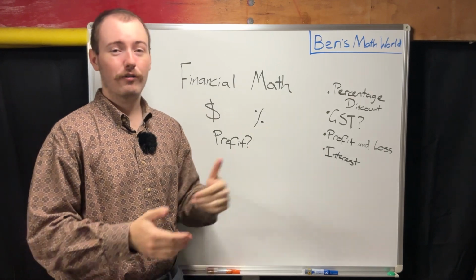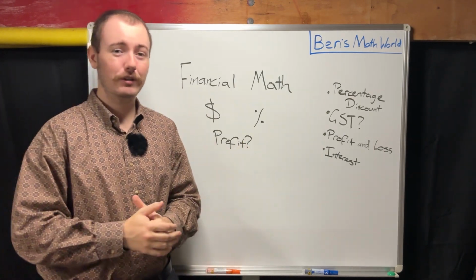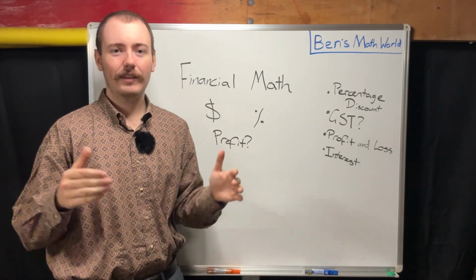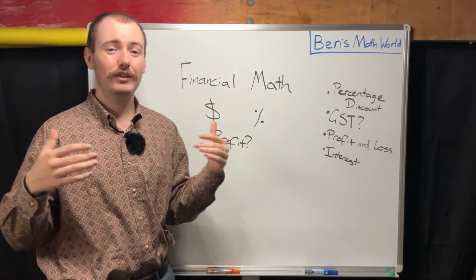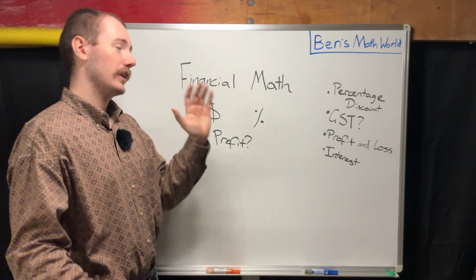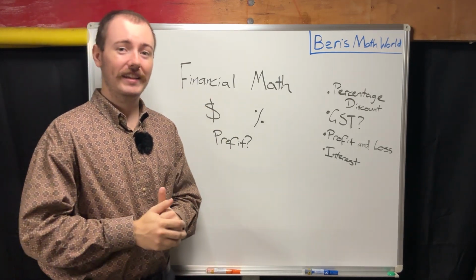Then we're going to be going over profit and loss. That's seeing if you've actually made money or lost money when you do something. And fifth, we're going to be going over interest. And that's when the bank gives you money for having money in the bank, or when you have to pay money for owing the bank money, okay? And lastly, we're going to go over it all, make sure we understand everything, and make sure you're on your way to getting that A, okay?